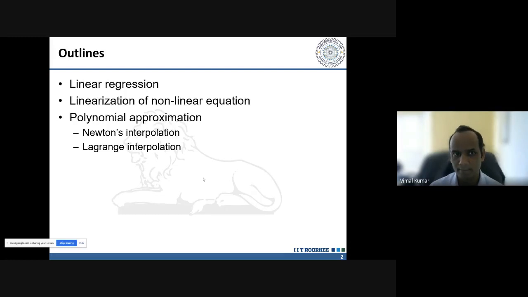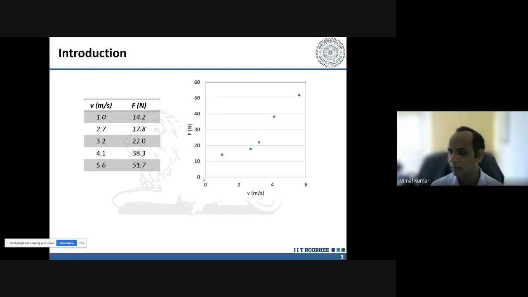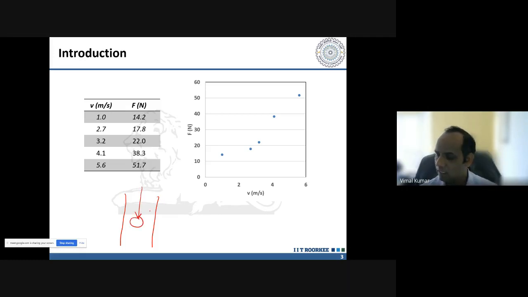to make a model. For example, I have this particular data from a wind tunnel. Let's say there is a wind tunnel, and in this wind tunnel some object is falling down in the downward direction. At different velocities, some force values are being measured, and I just wanted to fit this data.